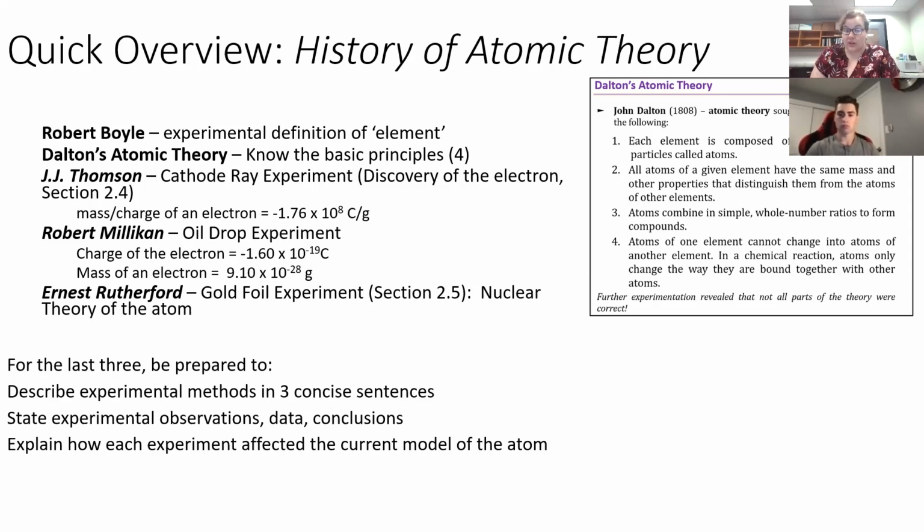But we still didn't really know what atoms looked like, or how their charges were arranged. So J.J. Thomson did the cathode ray experiment and discovered the electron. There was a negative piece and a positive piece. Robert Millikan did the oil drop experiment and found the mass of an electron. And Rutherford did the gold foil experiment, which led to our now nuclear understanding of an atom.